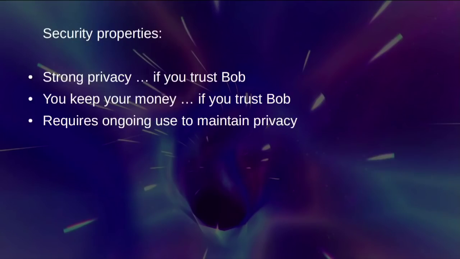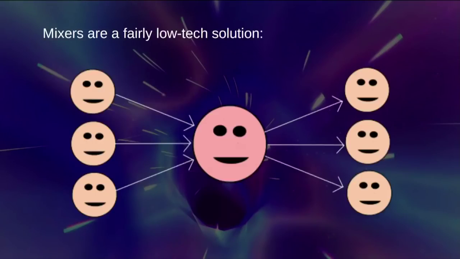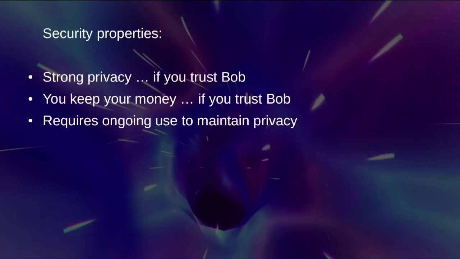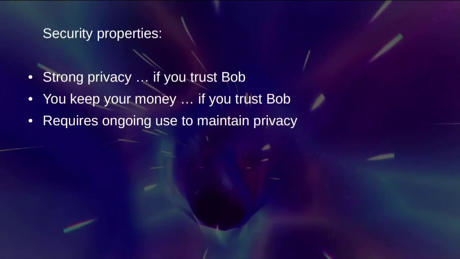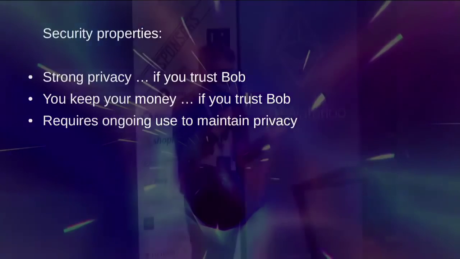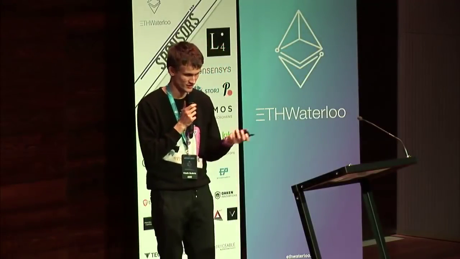So, security properties. Strong privacy if you trust Bob over here in the middle. You keep your money if you trust Bob over here in the middle. Requires ongoing use to maintain privacy. Mixing is something that you have to keep on doing if you want to make sure that your transactions cannot be easily linked to your other transactions.